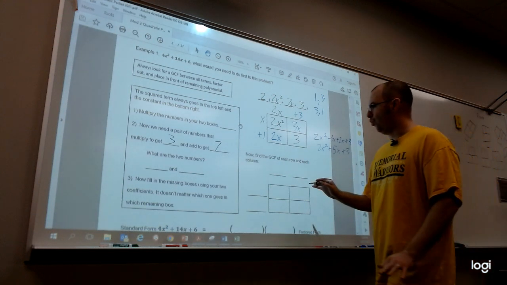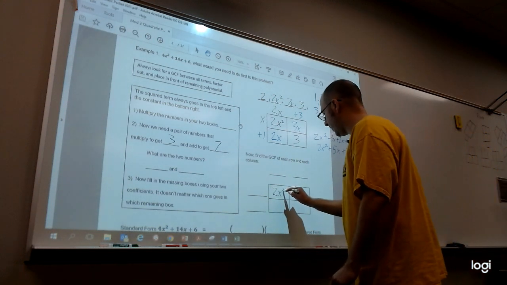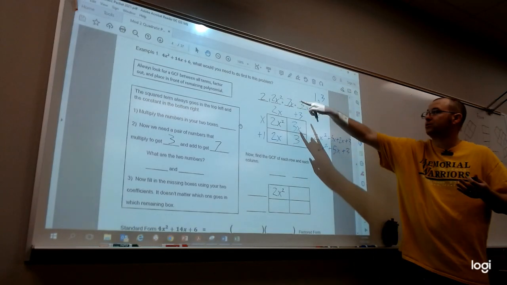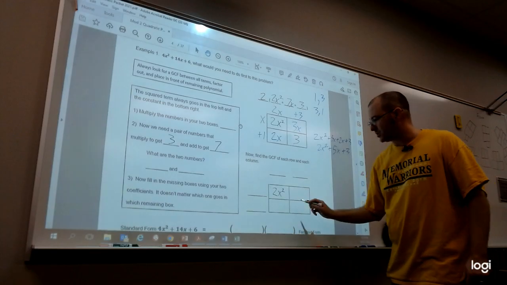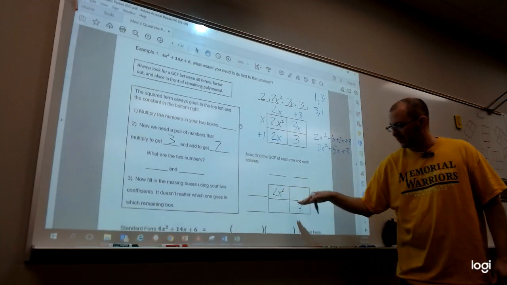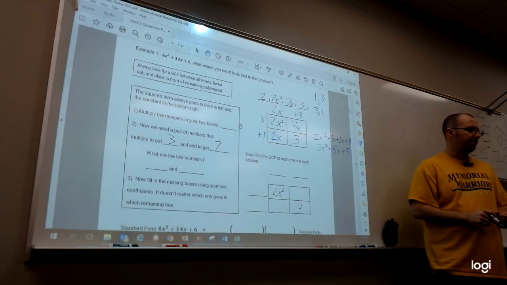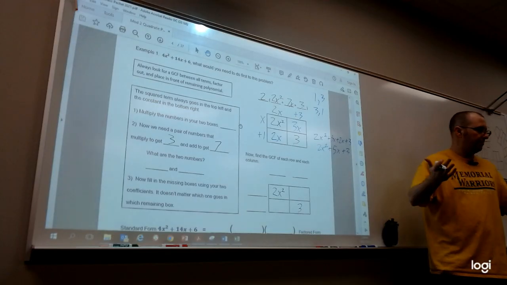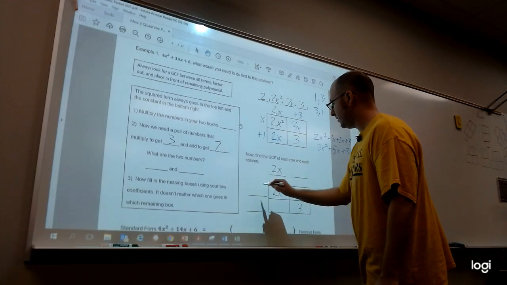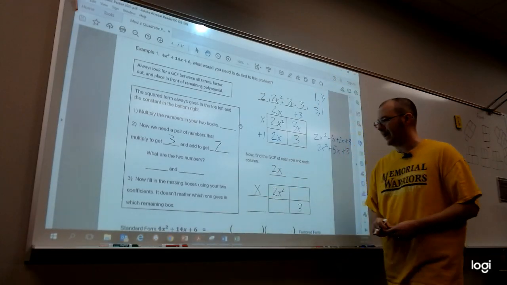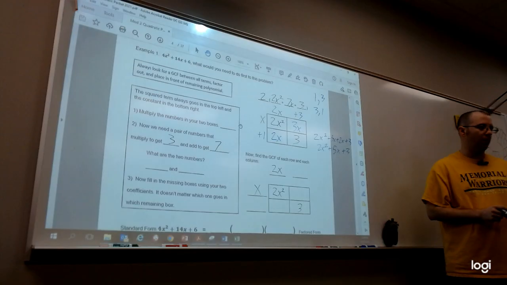So we have 2x squared. I'm starting the problem over, essentially. I've got 2x squared plus 7x plus 3. This didn't work, so I'm going to have 2x squared and 3 in the top left and bottom right. Okay, you guys see what I'm doing? I'm starting the problem over. And I have 2x here and just plain old x here. That's going to multiply to 2x squared.